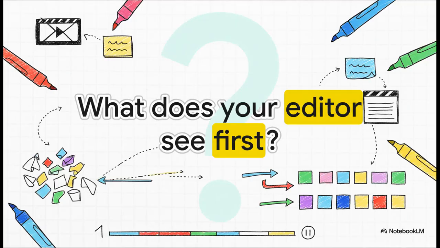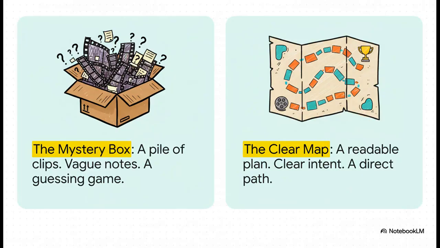I want you to really think about this for a second. When you send over that hard drive or that download link, what's the very first impression your editor gets? Is it a clear path forward, or is it just a whole lot of confusion? Because it almost always boils down to one of these two things. Over on the left, you've got the mystery box, a giant pile of clips, maybe some vague notes, and it basically turns your editor into a detective.